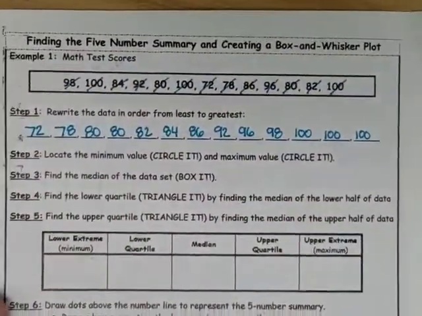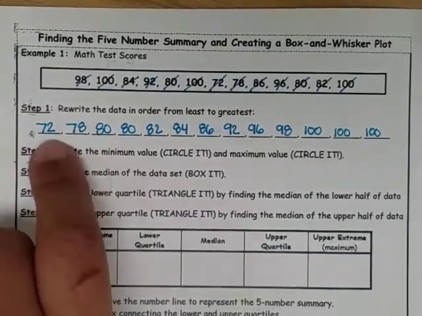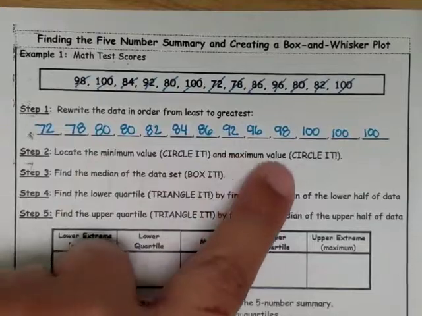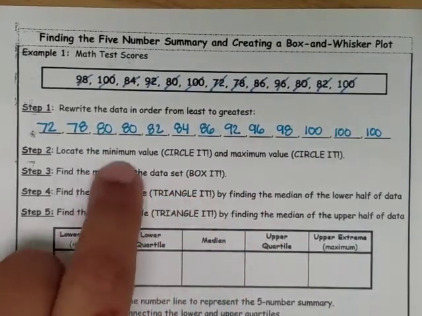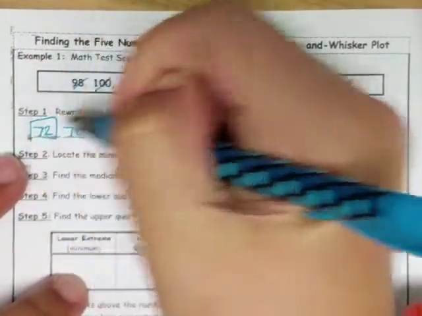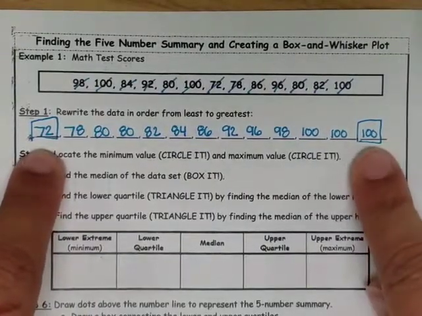All right, now we're going to create a box plot. The first step is you need to rewrite the data in order from least to greatest, which I've already done. You're going to want to locate the middle values, and we're going to circle it. And then we also want to locate the minimum and the maximum. So here's the minimum and here's the maximum. That's your lower extreme and your upper extreme.